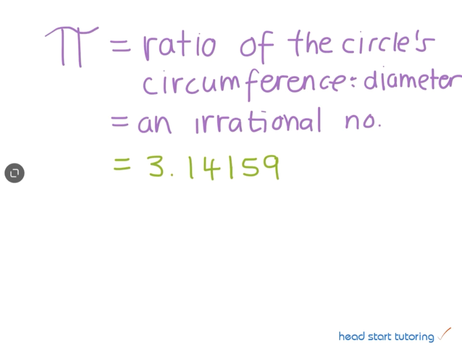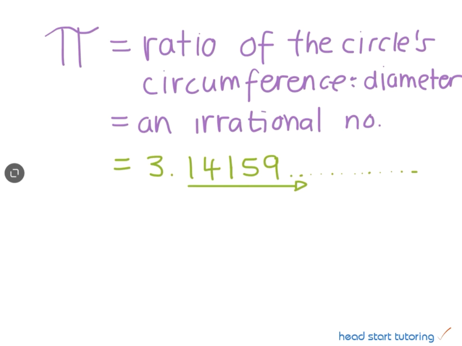3.14159, and it will just carry on with no particular pattern for a very long time. So it has an infinite number of decimal places. Remember, decimal places are the digits after the decimal point. So pi is an irrational number, and pi is the ratio of the circle's circumference to its diameter.